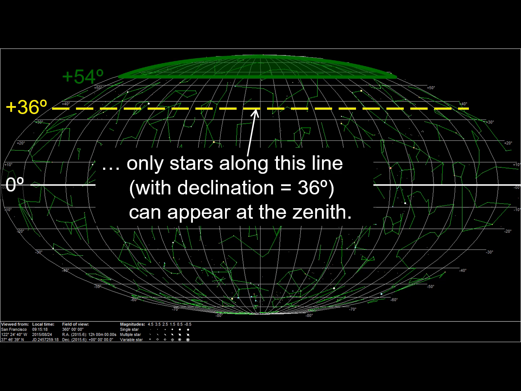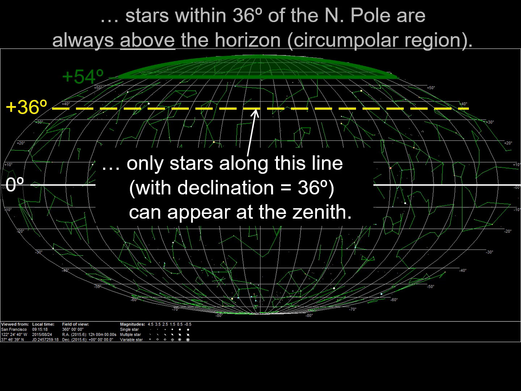Imagine a cap on the celestial sphere. Stars in that region, above declination 54 degrees, are within 36 degrees of the North Pole and are always above the horizon. This would be like our circumpolar region for Knoxville, or anywhere that has the same latitude as Knoxville. So we can always see those stars. They might be turned a different way, but we'd always be able to see that little cap of the celestial sphere.